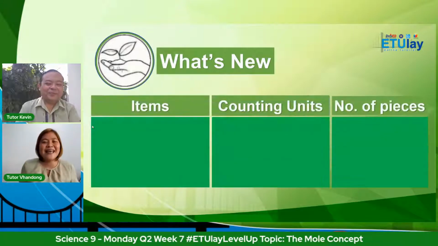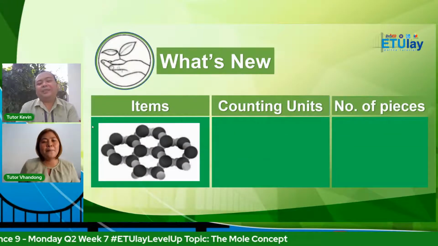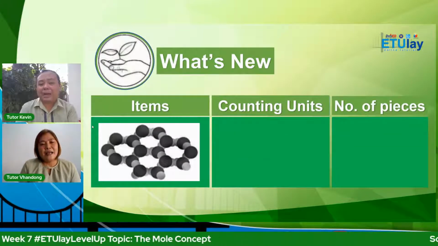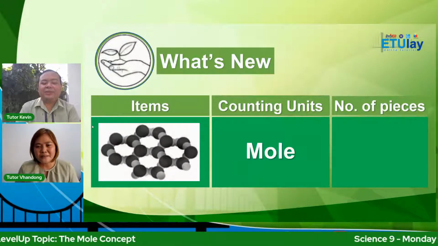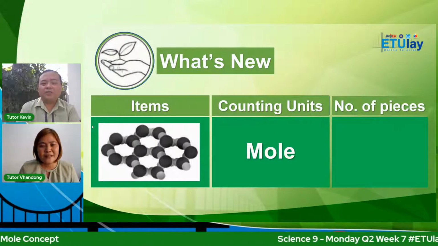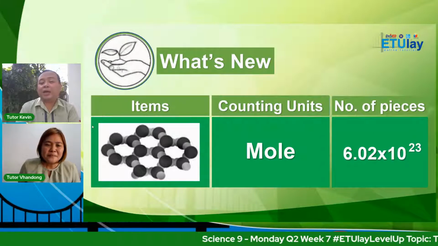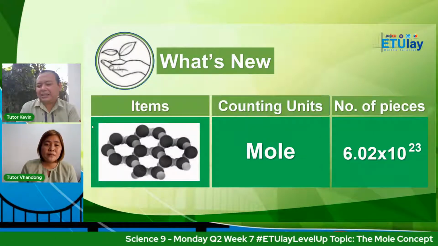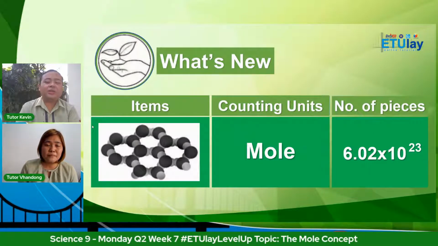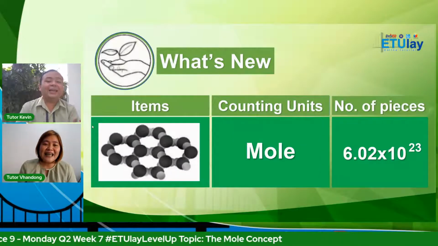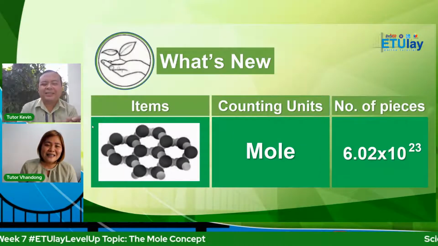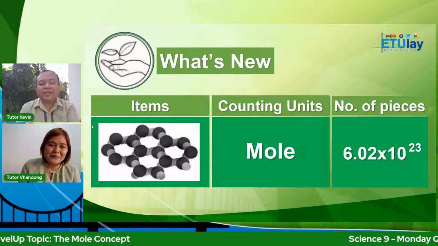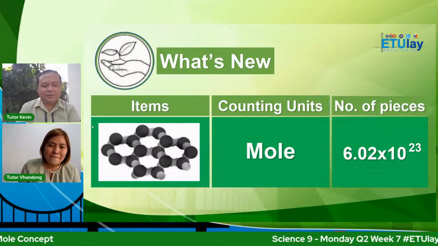Bibilangan mo isa-isa. At syempre, yung pinakamaliliit na particles ng lahat ng bagay ay may counting unit din. Ang tawag is mole. Number of pieces, lagi natin itong binabasa as 6.02 times 10 to the 23rd particles. Ang lahat ng bagay na may maliliit na particles ay meron ding number of pieces. We call it mole.